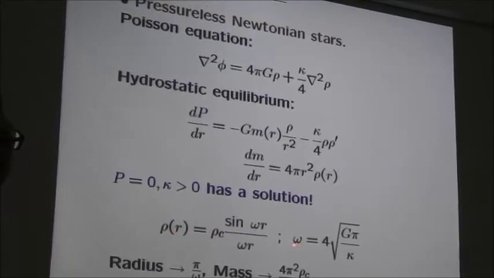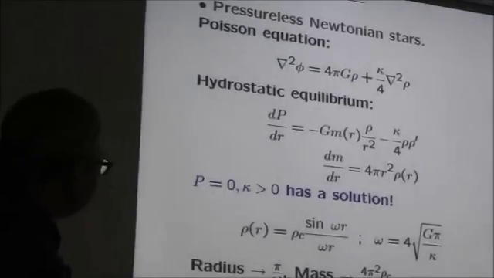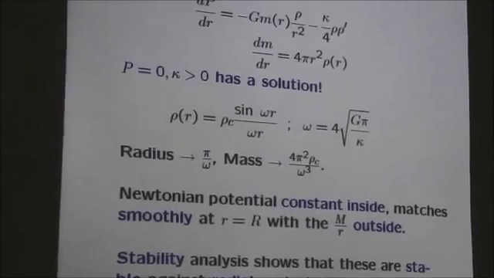You can find rho r, you can find omega, and you can show that it is stable against radial perturbations. Okay, P equal to 0, Newtonian star for kappa greater than 0.